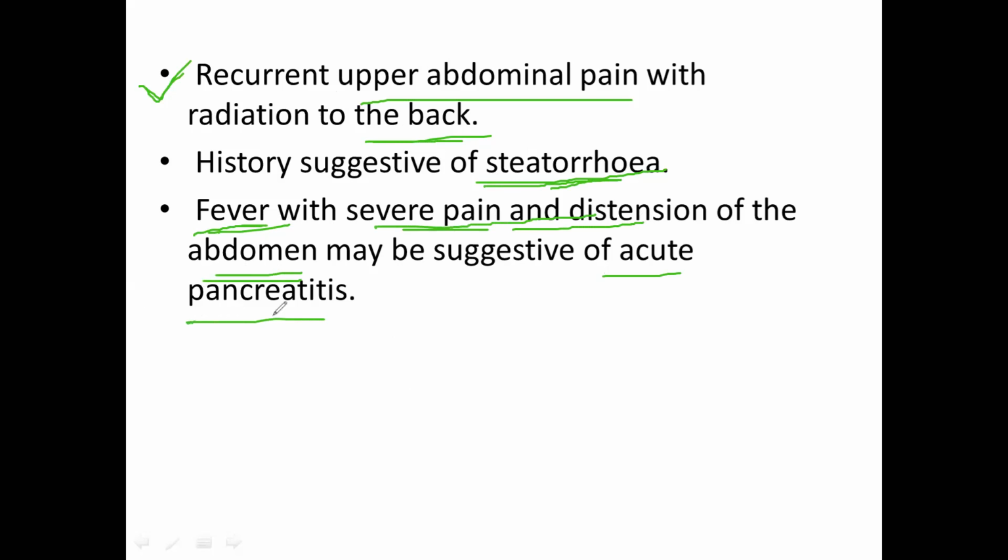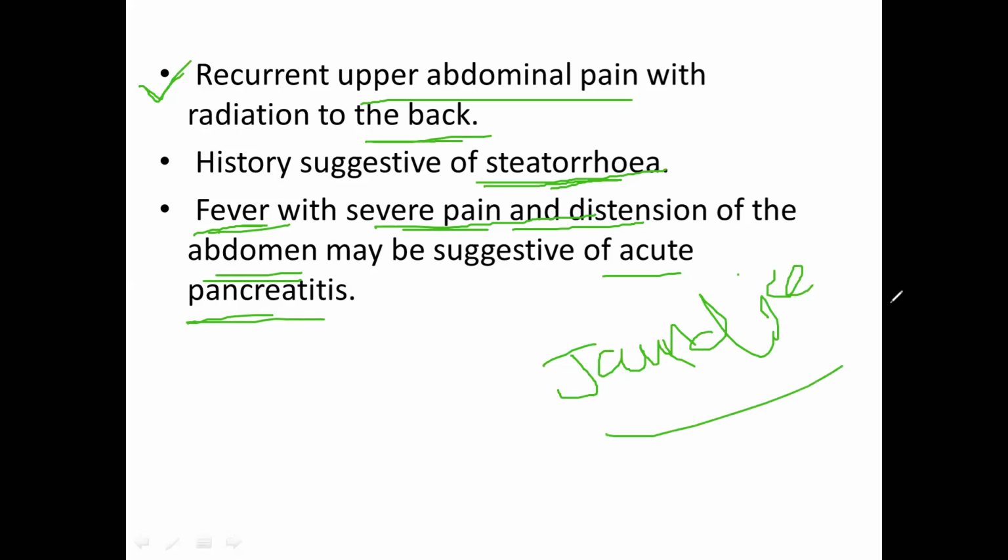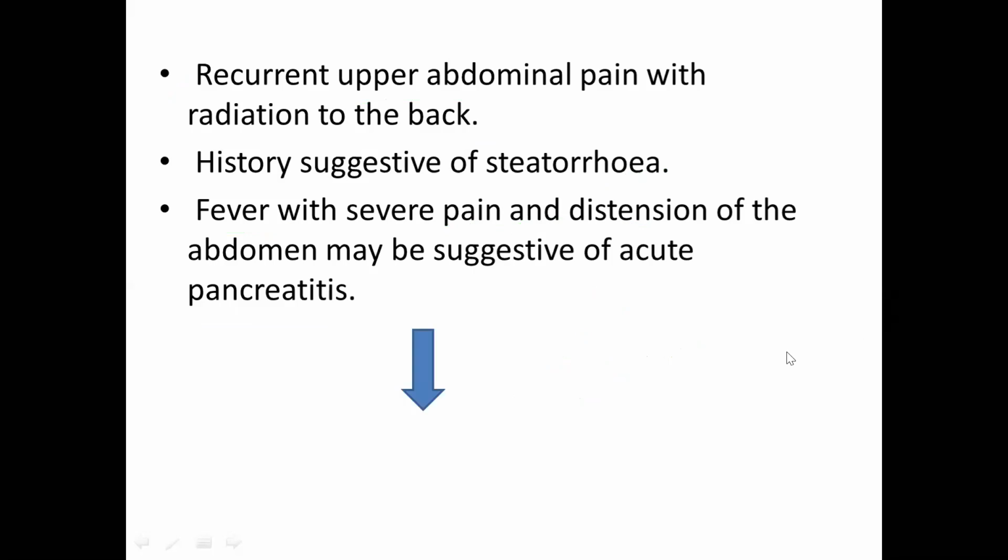So if the patient comes with such a history and the patient has yellowish discoloration of skin, or you can say the patient has jaundice with such a type of history, that means the cause of jaundice in this patient may be acute pancreatitis. So this is about history. What history you need, what questions you should ask, that we have just seen.